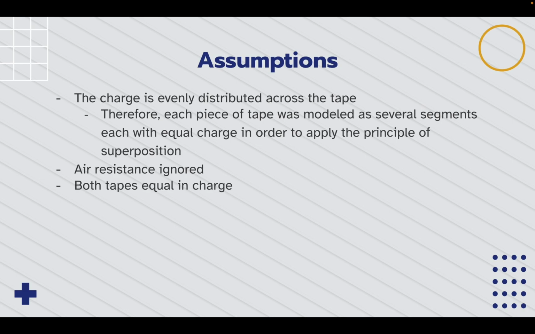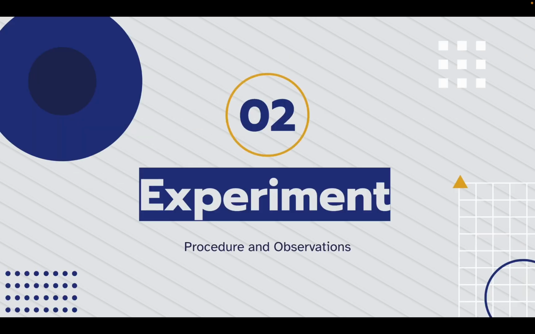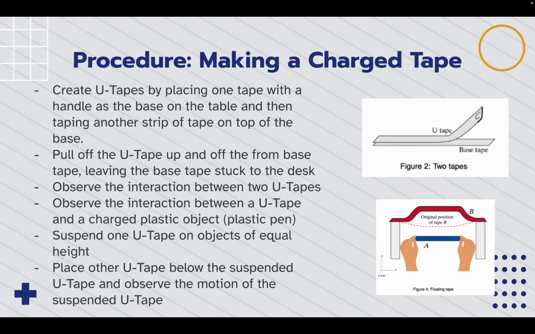For this lab, some key assumptions were established. Firstly, the charge is evenly distributed across the tape. Therefore, each piece of tape was modeled as several segments, each with equal charge, in order to apply the principle of superposition. Secondly, air resistance is ignored for this experiment. And lastly, both tapes are equal in charge. Here I have laid out the procedures for this experiment and the type of testing done to analyze interactions. These are the same experimental procedures from Lab 1.